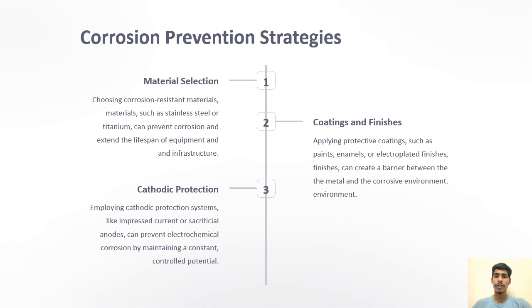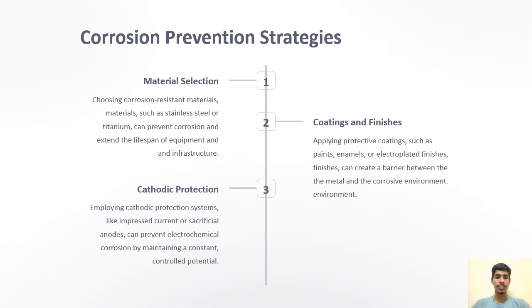Applying protective coatings such as paint, enamels, and electroplated finishes can create a barrier between the metal and the corrosive environment. Like we have seen in our homes, our windows and many of our almirahs are painted by coating. These are done to prevent corrosion, so that the metal surface does not come in direct contact with the air or humidity. Third one, cathodic protection.